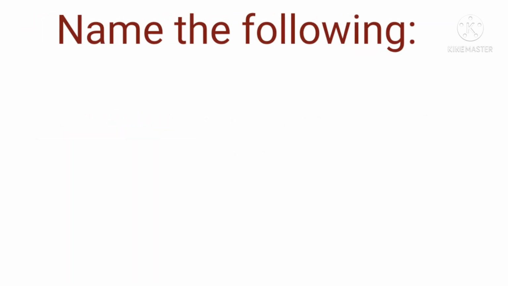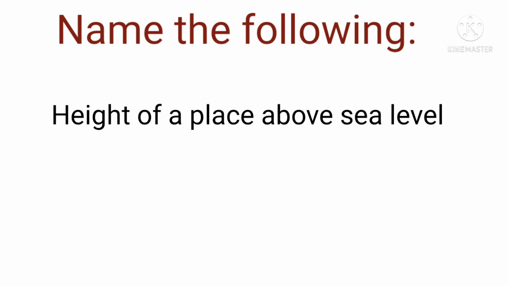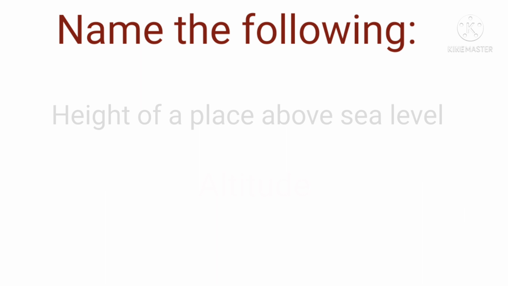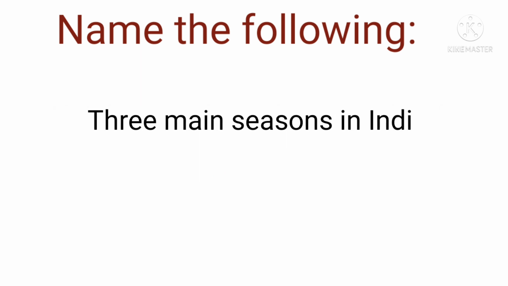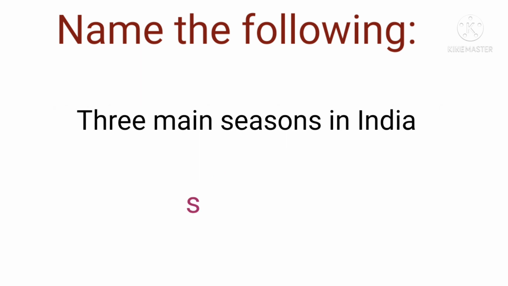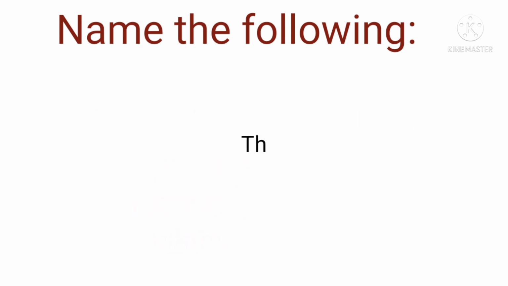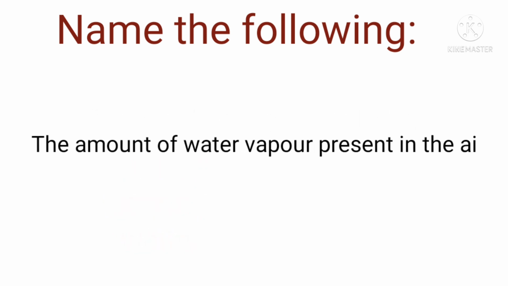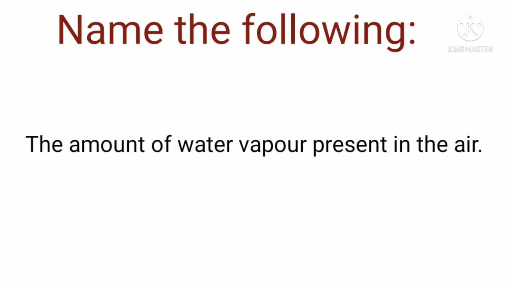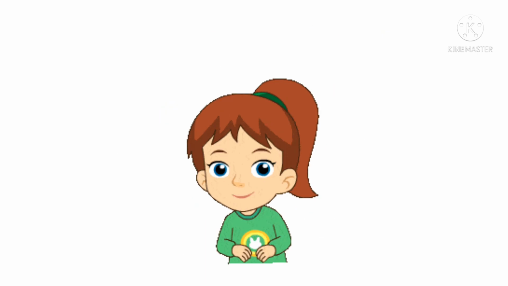The next, name the following. First question, height of a place above sea level. Yes, altitude. 3 main seasons in India: summer, monsoon and winter. The amount of water vapor present in the air. Yes, humidity. So children, in the next class we will revise question answers.